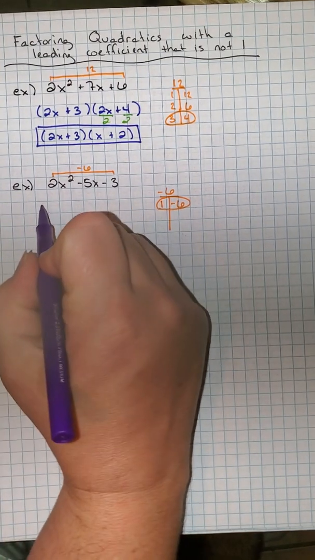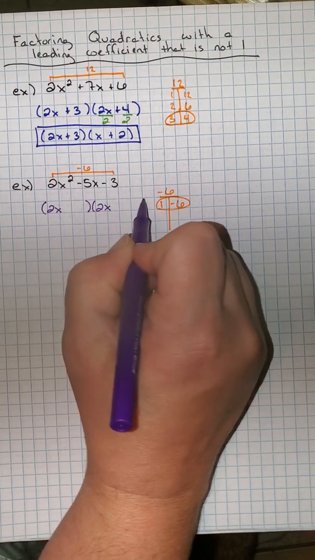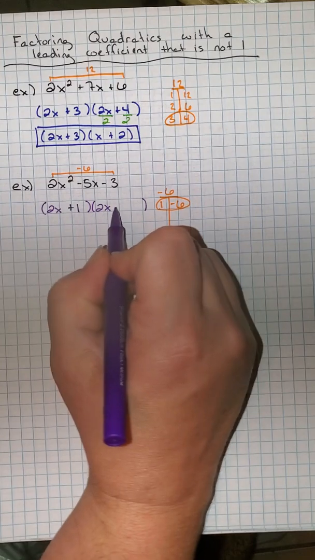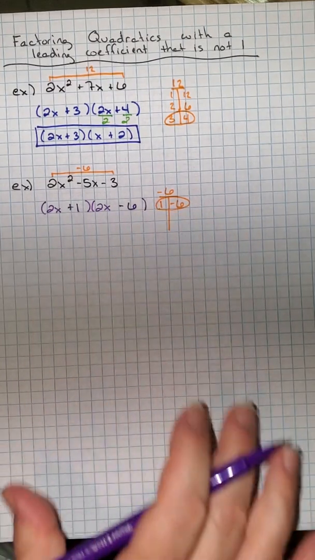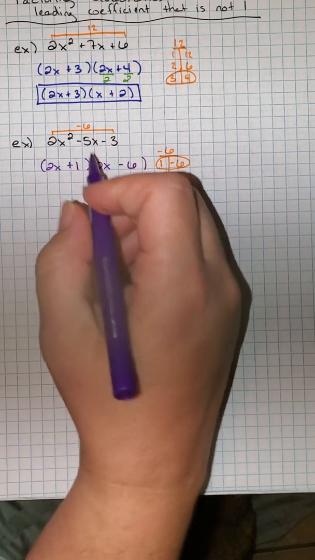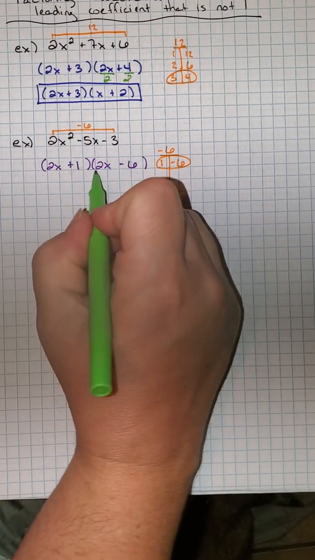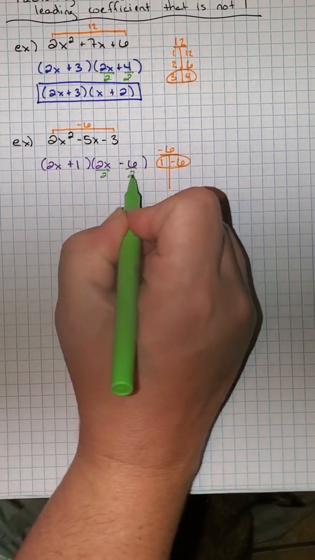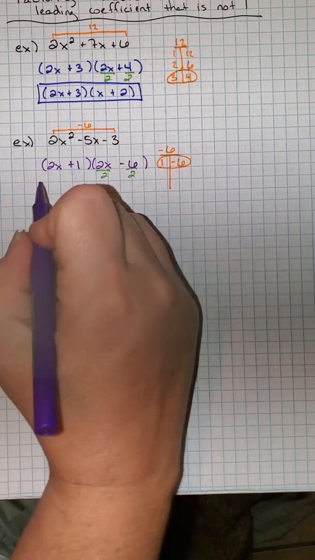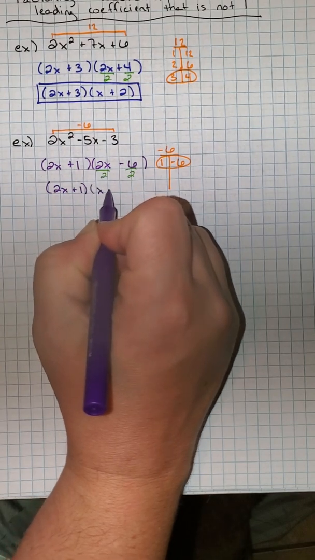So I'm going to start with that liar step, 2x and 2x. Just that first term without the power. And then put in our numbers, plus 1, minus 6. 2 and 1 are not divisible by anything, but 2 and 6 are. So divide by 2, divide by 2. So then your correct answer is 2x plus 1 and x minus 3.